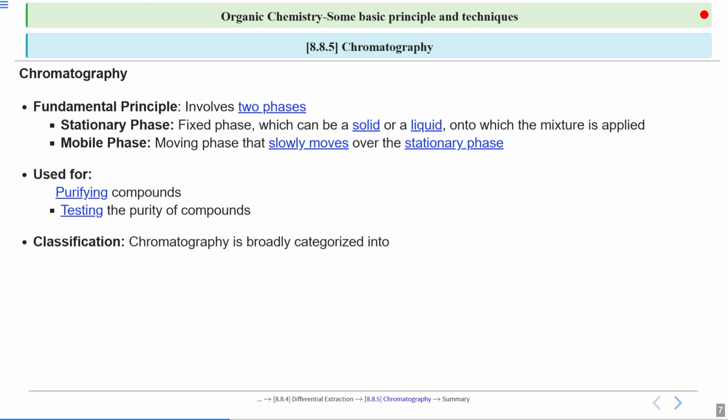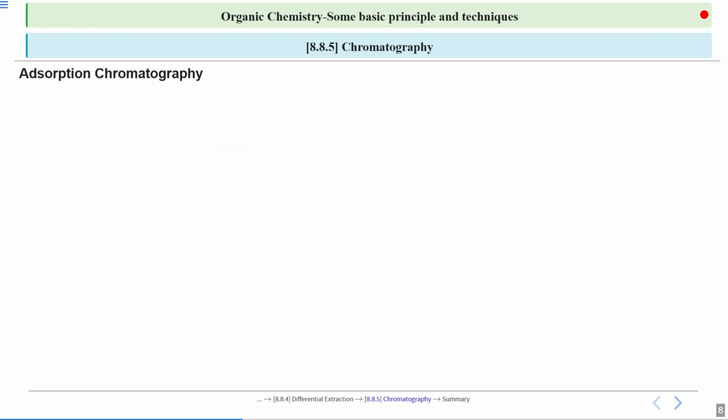Now the classification of chromatography is done broadly into two types. It is based upon the mechanism of chromatography. The first one is adsorption chromatography and another category is partition chromatography. Now we will learn about both of them one by one. So it's very easy to understand this chromatography process. Starting with the adsorption chromatography.